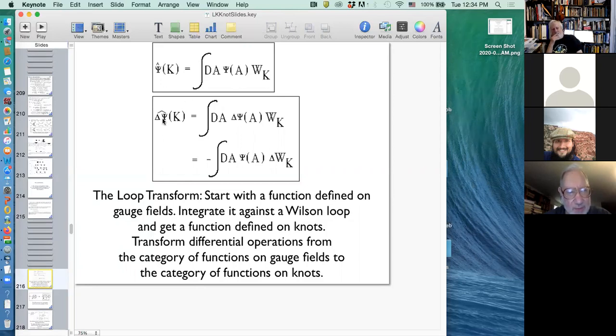And then if you have a differential operator that you need to apply to your function on a gauge field, because they're doing physics with functions on gauge fields, it will transform to a differential operator on the integrated thing. But then you could integrate by parts and shift the operator over to the Wilson loop. And so then you would have operations on things related to knots. And you could take a look at what some differential equation that's supposed to be true would say about these integrals in relation to knots. And they call that the loop transform.